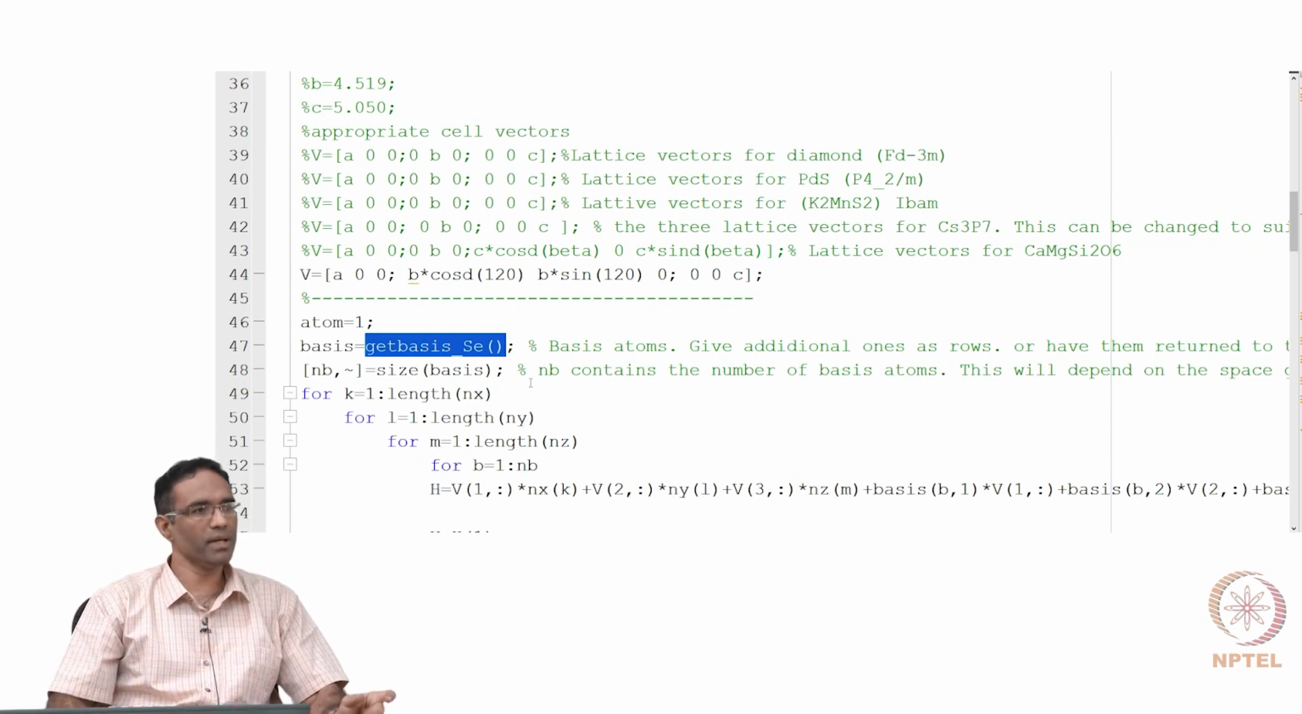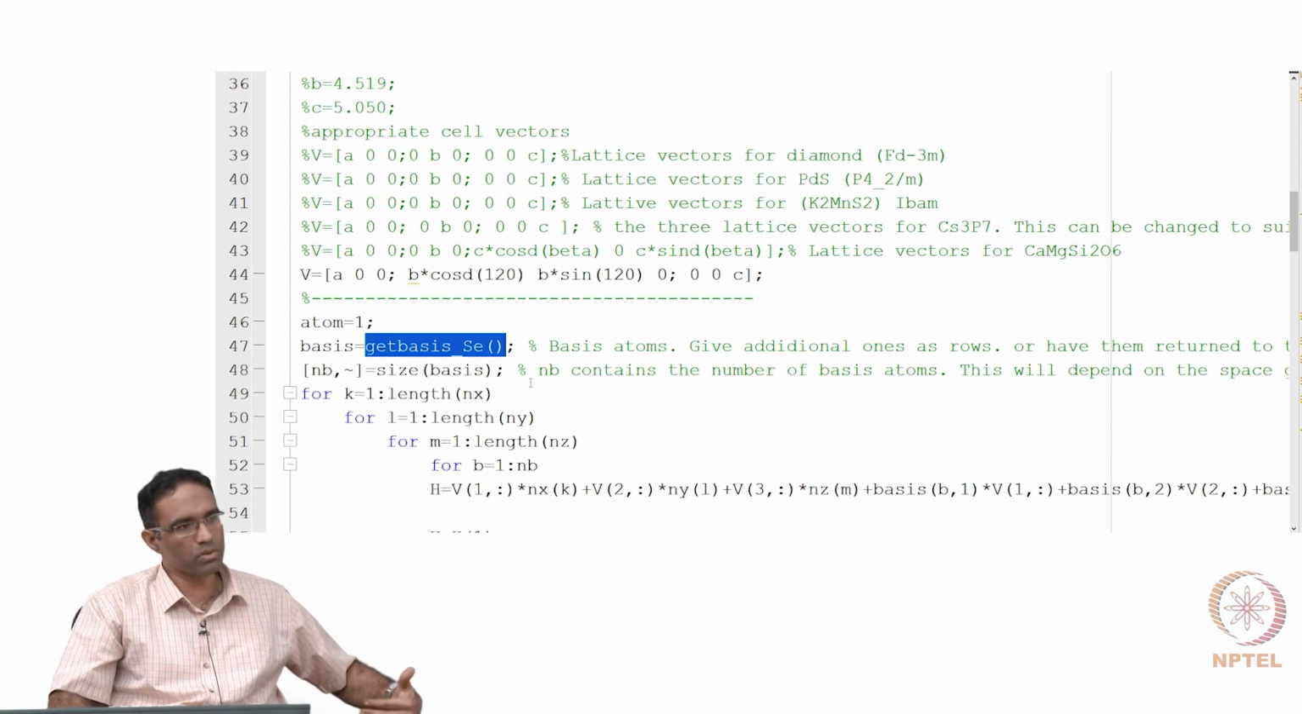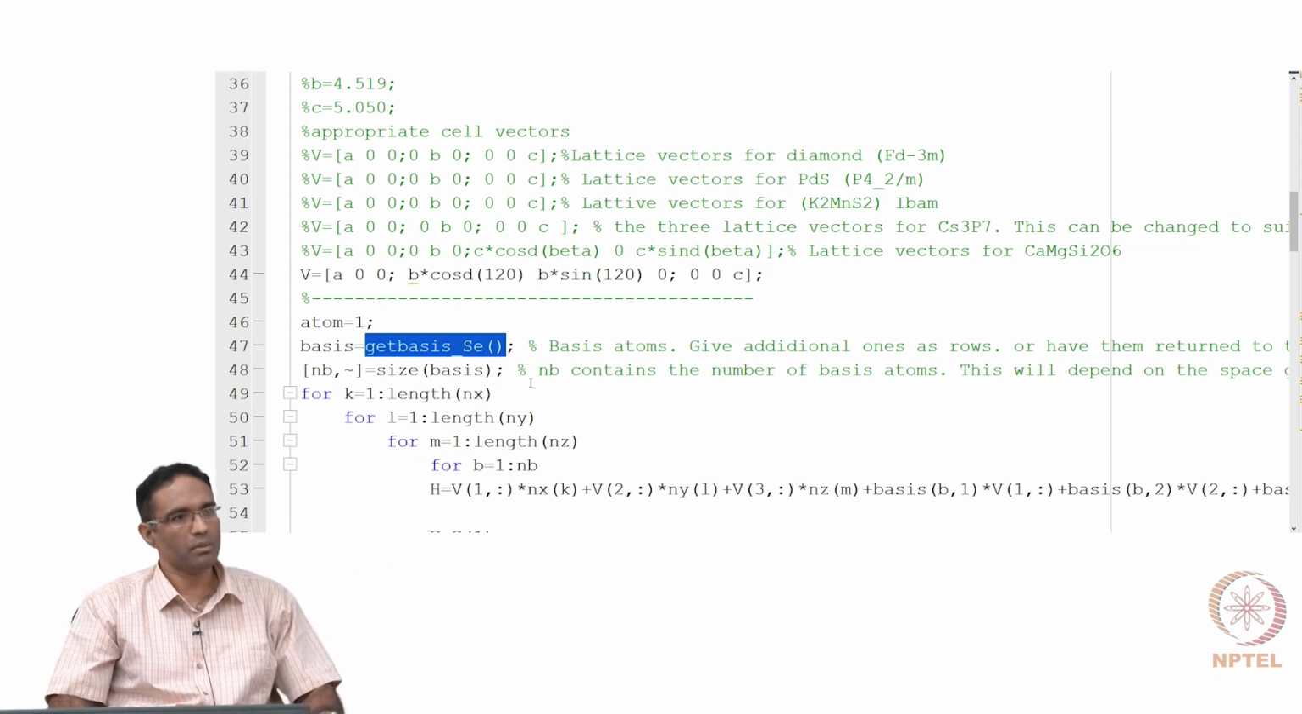So previously the basis array contained only 3 columns and as many rows as there were basis atoms. Is that right? Do you all remember that? It contained the fractional x coordinate, fractional y coordinate and fractional z coordinate, and as many rows as there were basis atoms present in that particular crystal.